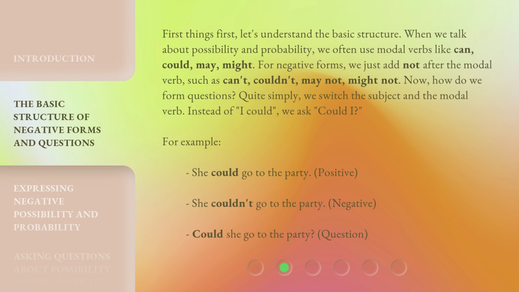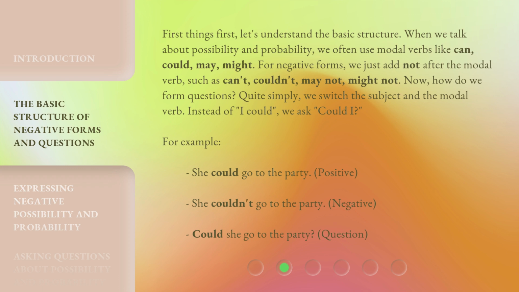First things first, let's understand the basic structure. When we talk about possibility and probability, we often use modal verbs like can, could, may, might. For negative forms, we just add not after the modal verb, such as can't, couldn't, may not, might not.